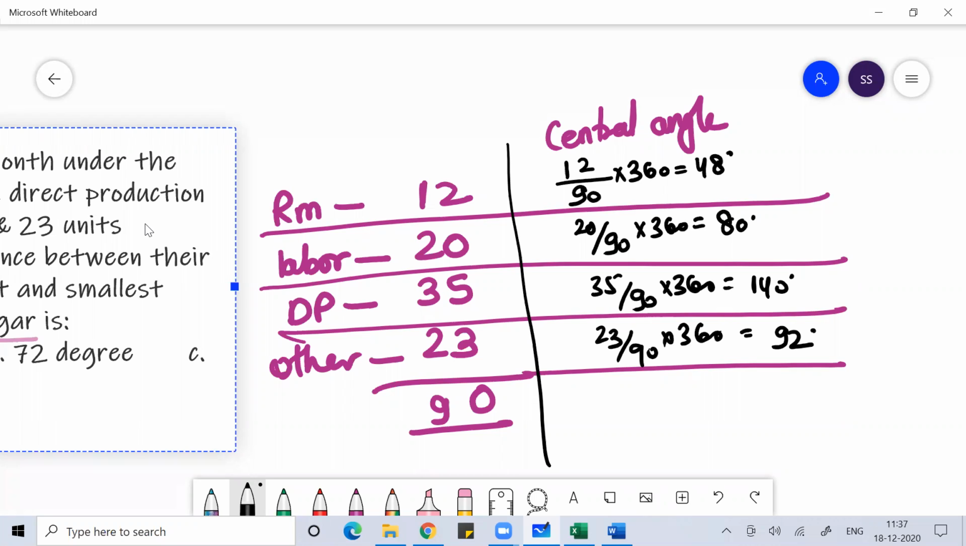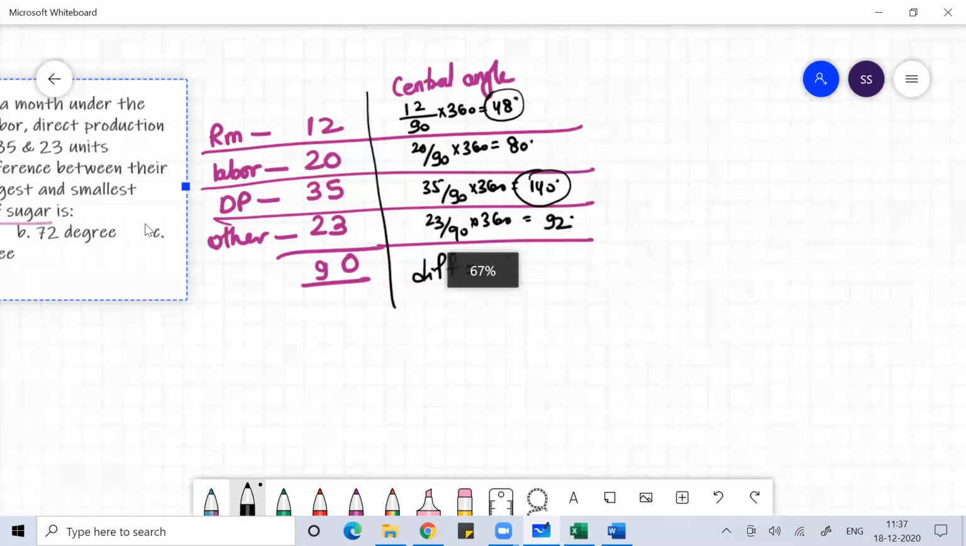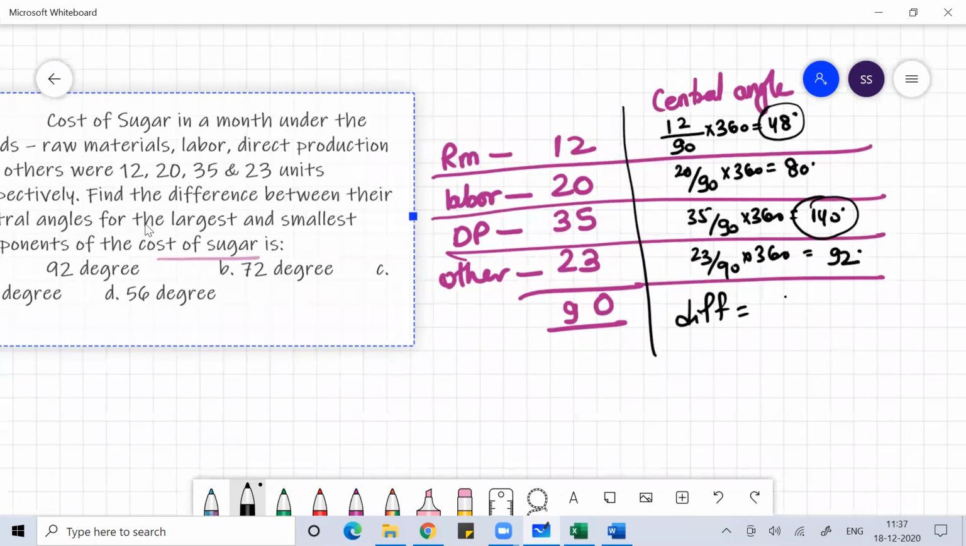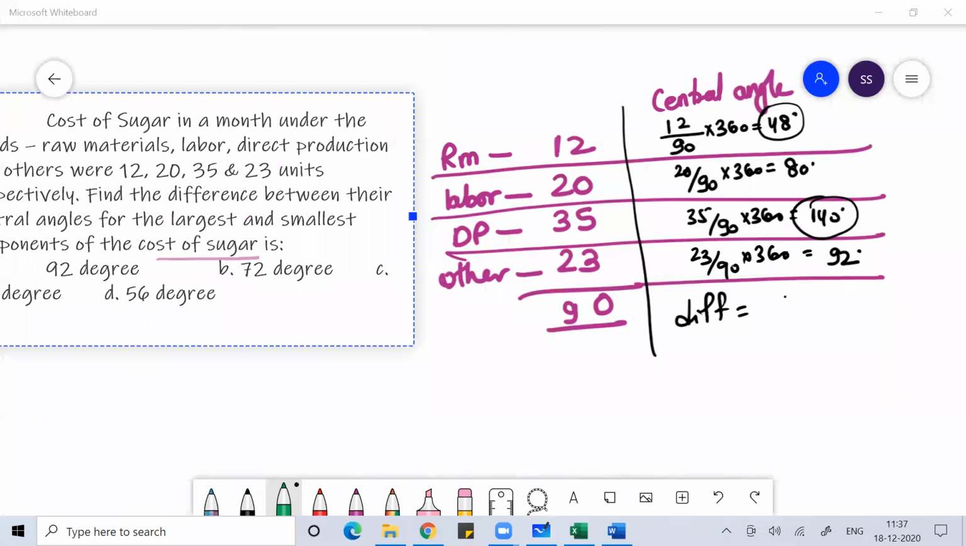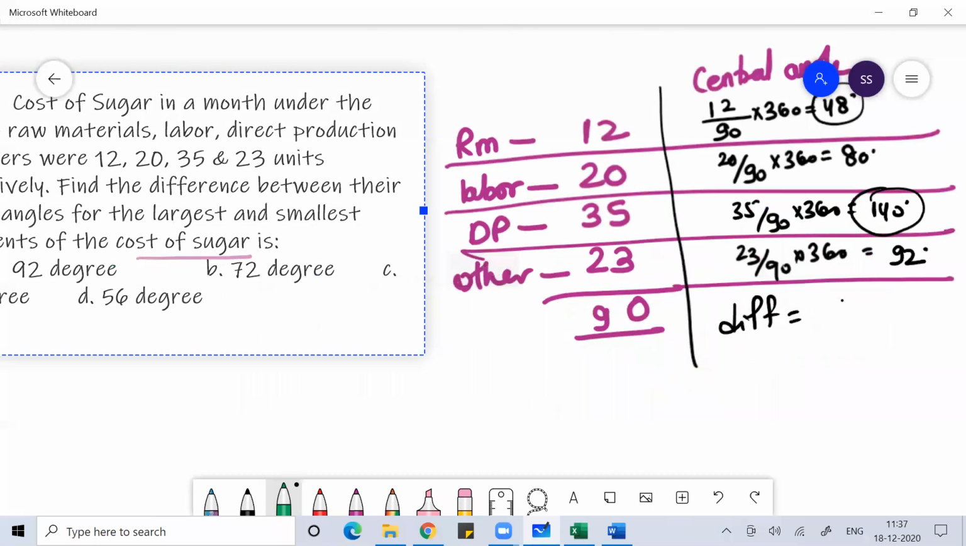So what is the difference between the central angles of the largest and smallest components? The largest is represented by 140 degrees and the smallest is represented by 48 degrees. What is the difference? 140 minus 48. So the answer would be 92 degrees.